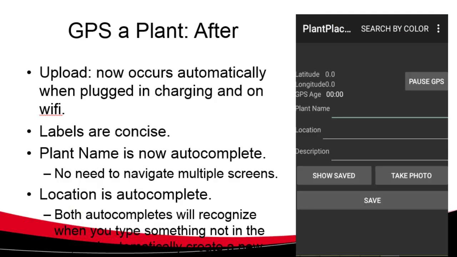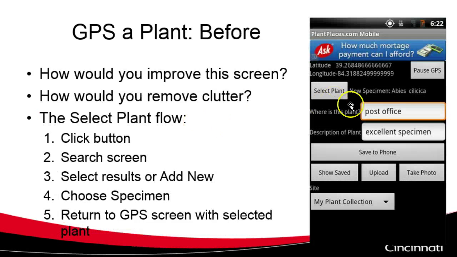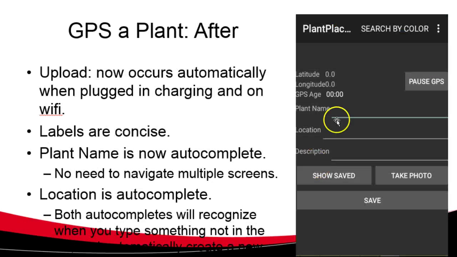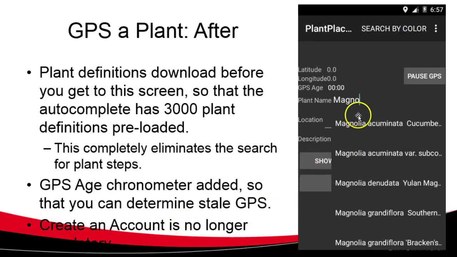Okay, the after view. There's actually one new widget, which is a timer that shows us how old the GPS is. Still have the latitude and longitude. The site is gone. The site is now combined with location, but what's important about that is that location will auto-complete as you start typing. And if you type a location that doesn't exist, it will automatically be created. The plant name, we did away with the select plant button. Now plant name is autocomplete.